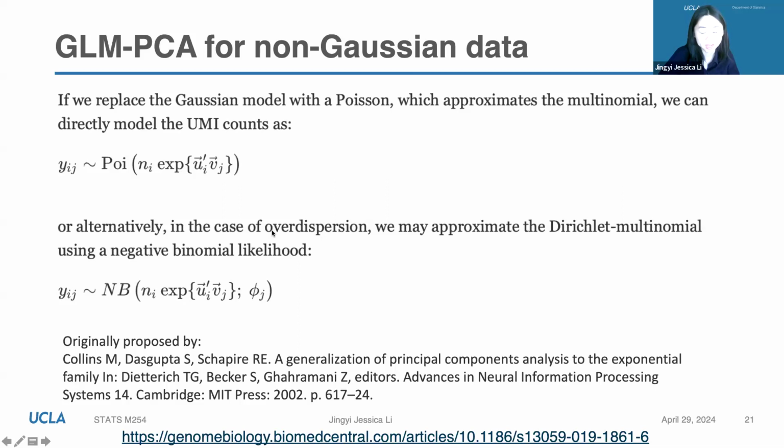Alternatively, in the case of overdispersion, Poisson requires mean and variance to be equal, but when you have overdispersion, the variance can be bigger than the mean, right? Then we may approximate the Dirichlet multinomial using a negative binomial likelihood. So negative binomial is the overdispersion version of Poisson. This is something we also introduced a few lectures back.